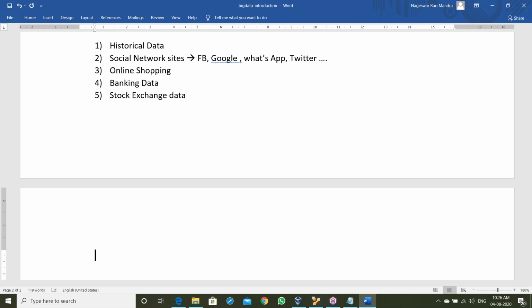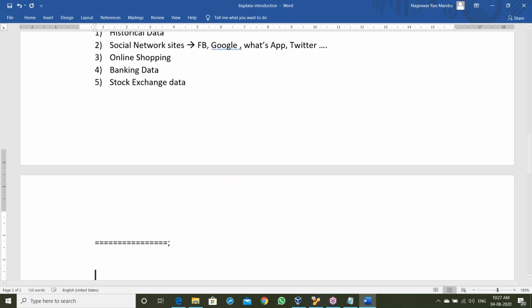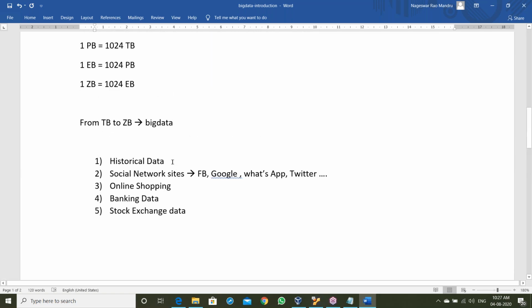Like this, we can discuss so many examples, like transport data, medical data, insurance data. These are the sources of big data: historical data, social network sites, online shopping, banking data, and stock exchange data.